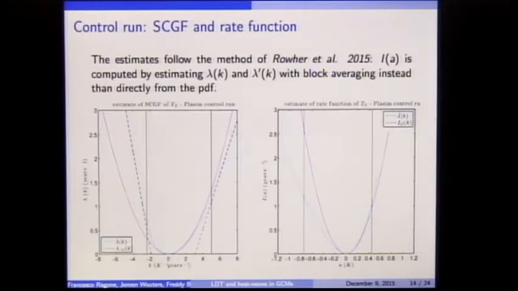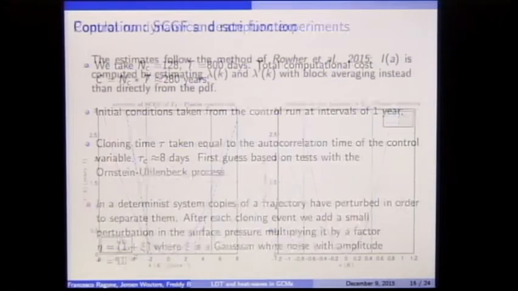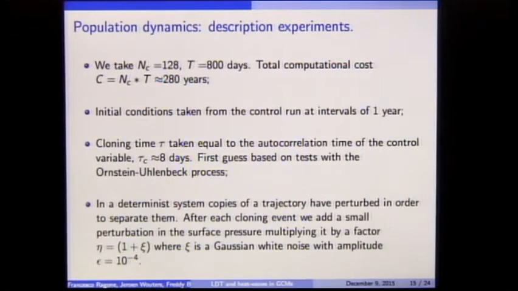Okay, so we want to reproduce this with the population dynamics algorithm using less data. We take 128 trajectories, each run for 800 days. So it's about the 2 years that I used to compute the direct estimate, but accounting also for a little transient, which means a computational cost of 1/4 of the 1,000 years. We take the initial condition from the control run.